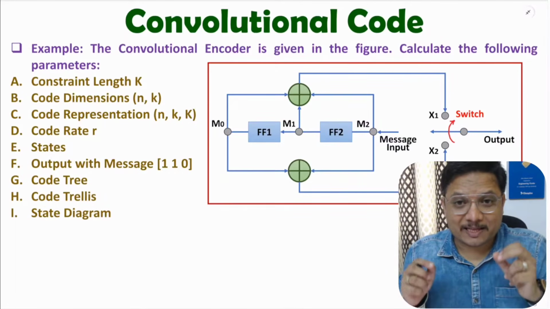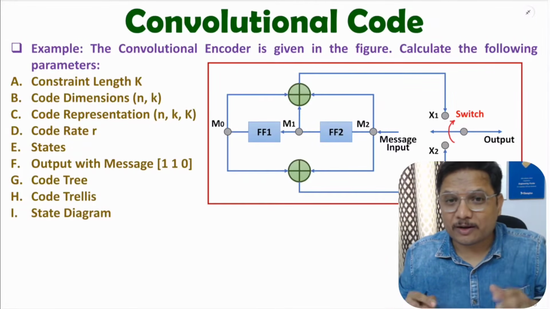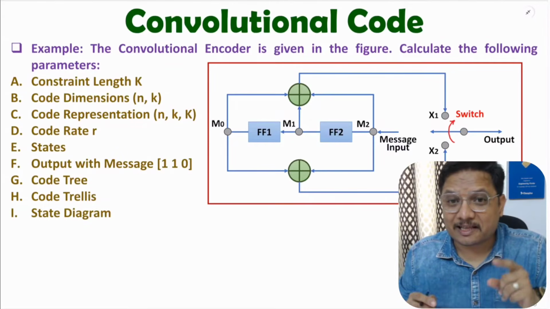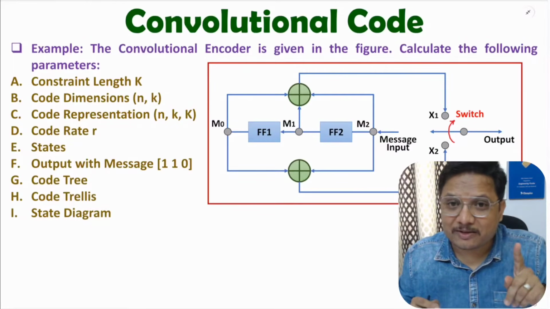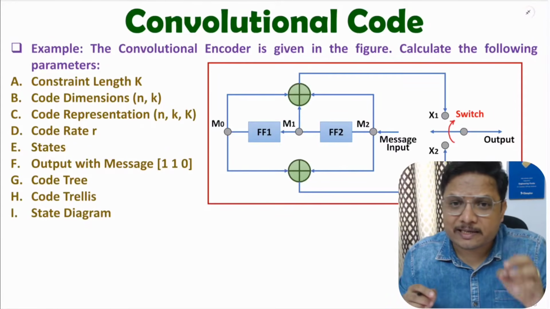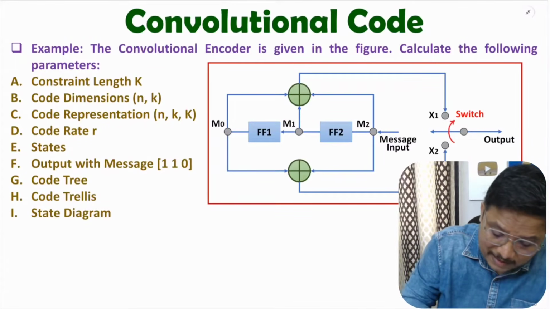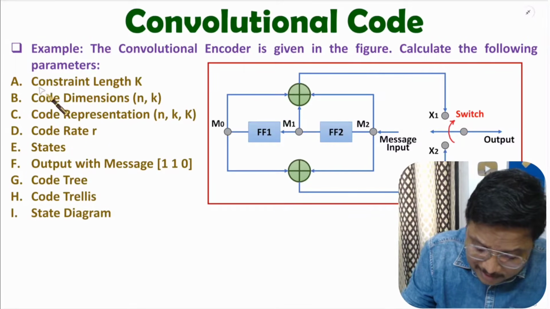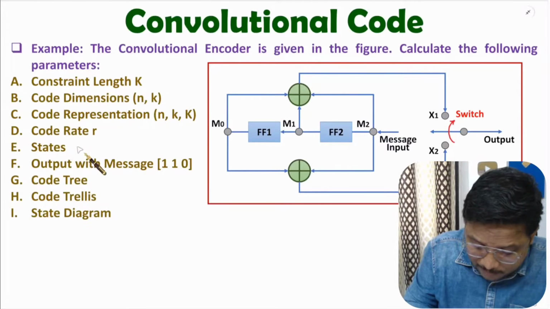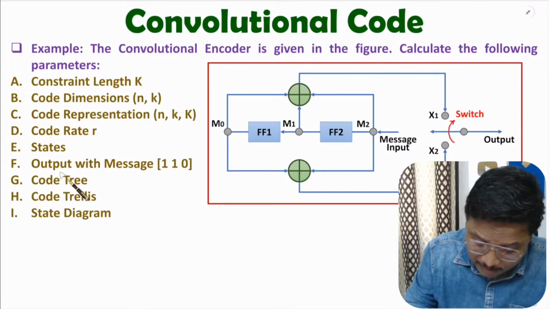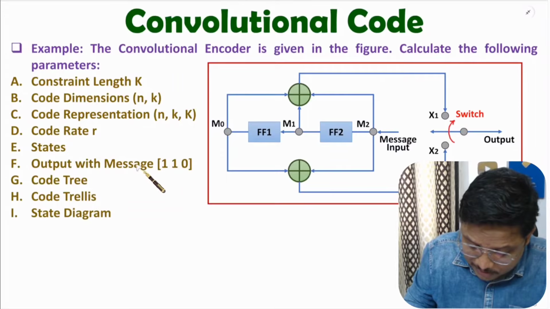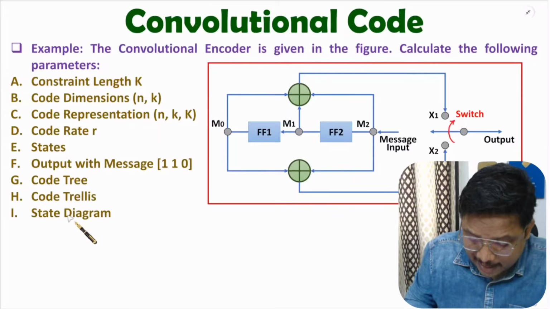In this video, I will explain convolutional code with great clarity. Here, I'll consider one example and based on that example, I will calculate each and every parameter of convolutional code. You can observe in this example, I will explain constraint length calculation, code dimensions, code representation, code rate calculation, states identification, output calculation with given message. I will also explain code tree, code trellis, and state diagram.